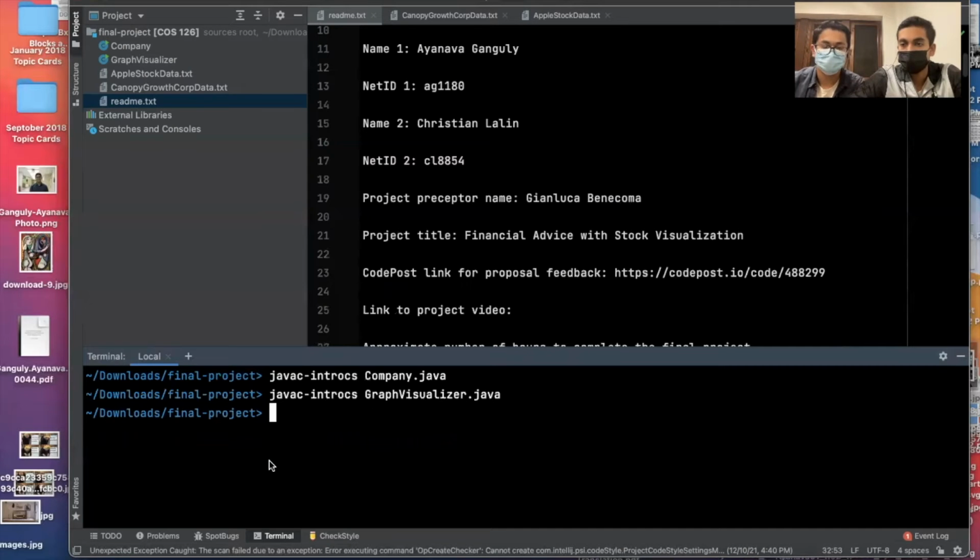Now we'll take a look at our input and output. We have two Java files, one Company.java, which takes in a set of stock data and then advises our user if they should invest in the stock or not.